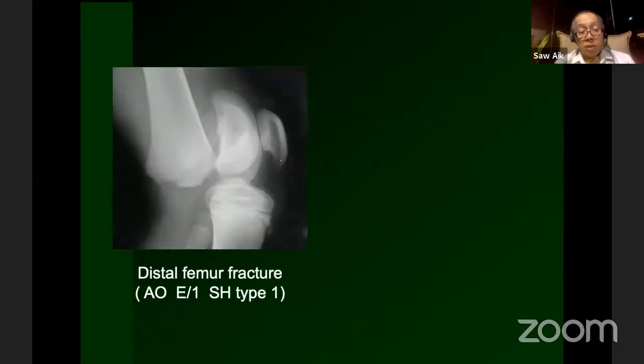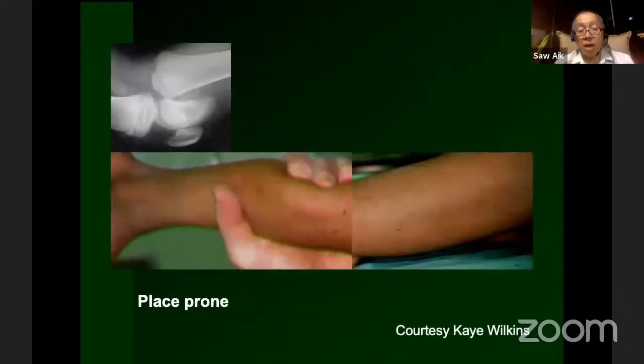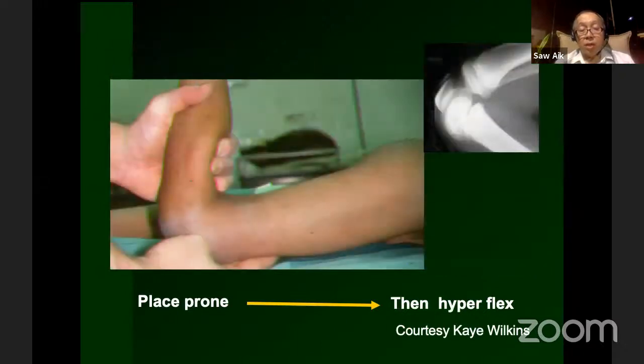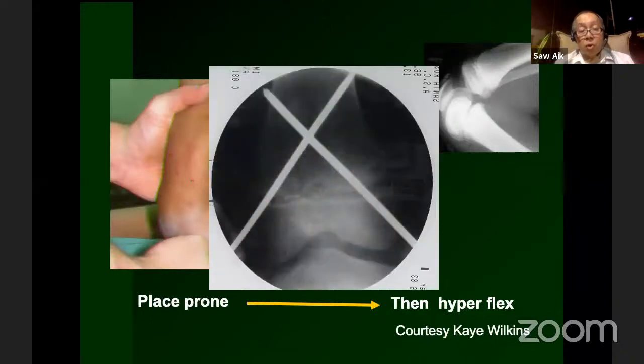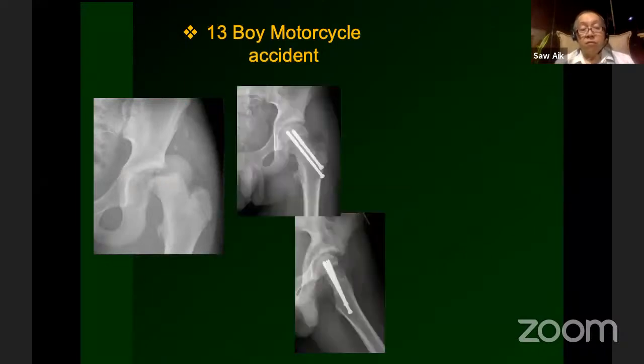Now, this is a distal femur fracture, type 1. It is quite similar to supracondylar fracture that we see in the humerus. And Kay Wilkins believes that we should treat it the same way as well. So the patient should be in prone position, distract and flex like we do for the elbow. And it is unstable, so we should fix it. The only thing is the fixation, we should do cross rather than two lateral pinning because of the risk of growth arrest.